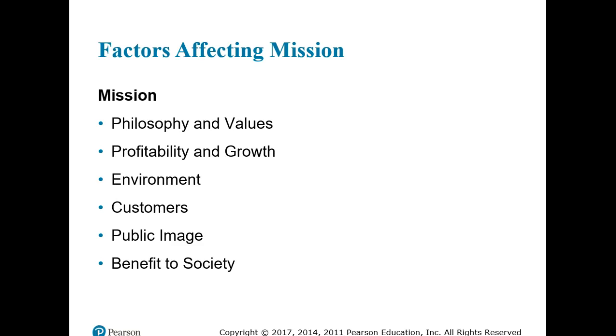And incorporating customers into the mission is never a bad move, especially since customer needs must be considered if an organization is to sustain in a competitive market. And public image and benefits to society correspond with what I said earlier about the integration of values and social responsibility. An organization's mission statement can essentially be a branding tool in itself.